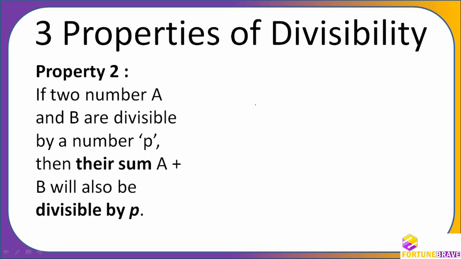This will also be helpful in your HCF LCM. So remember it properly. Now we'll see here. If two numbers A and B are divisible by a number P, then their sum will also be divisible by P. This is what it is saying. If you take any two numbers that are divisible by another number P, then their sum is also divisible by P.